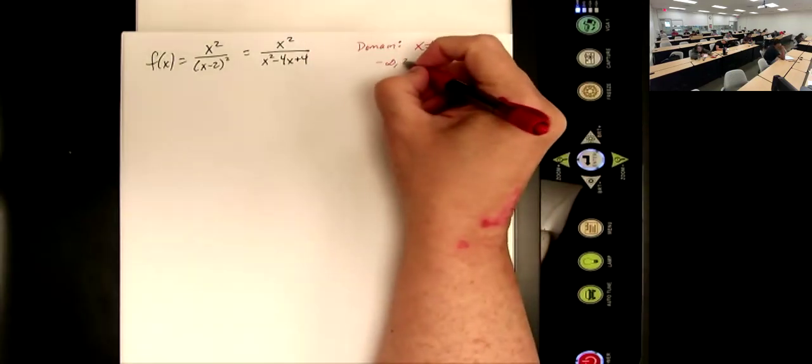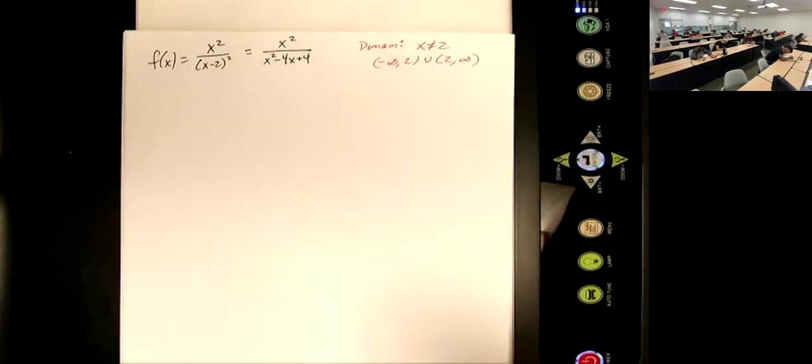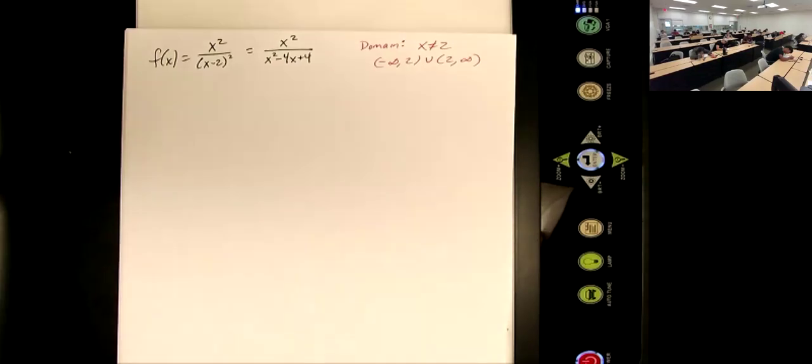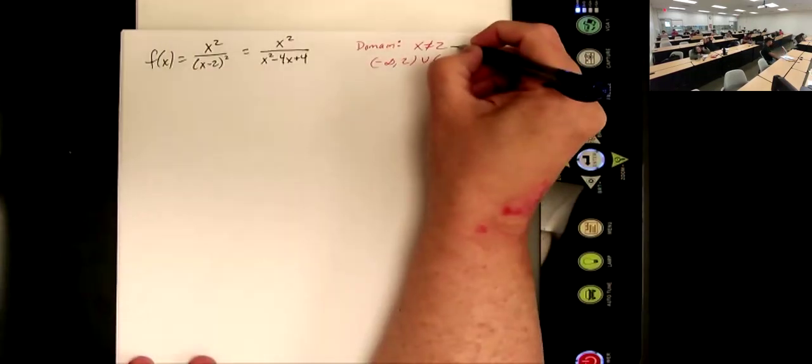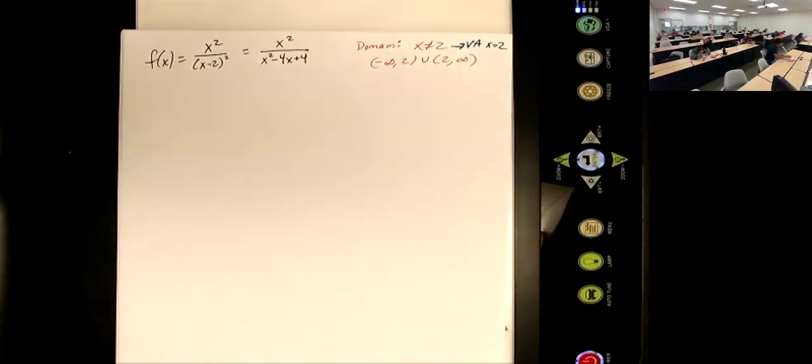So if your teacher's picky, negative infinity to 2, union with 2 to infinity. I'm okay with x doesn't equal 2, as long as you know how to do the intervals and read them. If you don't do it on the test, I'm not gonna break my heart. If you don't know how to read them, you're eventually gonna be in trouble, because some teachers are only gonna use it. That actually will show us where our vertical asymptote is. Our vertical asymptote should be x equals 2, that's a later step, but it revealed it right now.